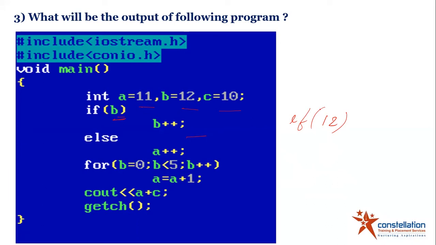b plus plus. So now what is the value of b becoming? From 12, it became 13. That is the value of b we have. Okay. Now for b is equal to 0, b less than 5, b plus plus. We are coming into this for loop.